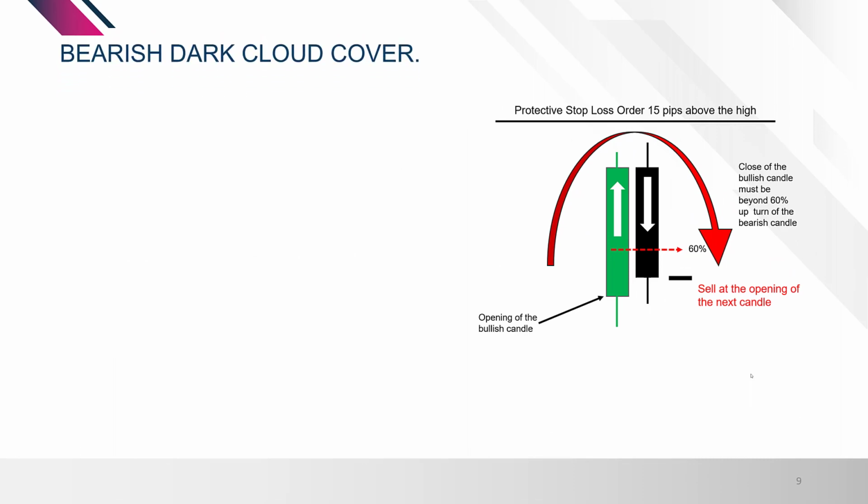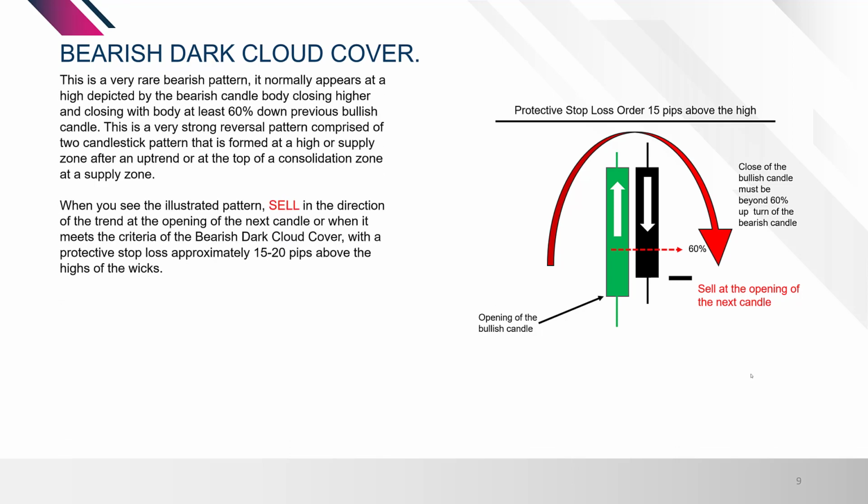Now let's look at a bearish dark cloud cover. This is a very rare bearish pattern. It normally appears at a high, depicted by a bearish candle opening higher and closing the body at least 60% down the previous bullish candle. This is a very strong reversal pattern comprised of two candlesticks that is formed at a high or a supply zone after an uptrend, or at the top of a consolidation zone.